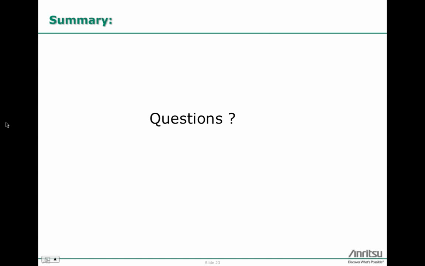And then there's been a couple questions here regarding the test set, if it has distance to fault, or I think as we call it, distance to PIM capabilities, and if you can discuss that.